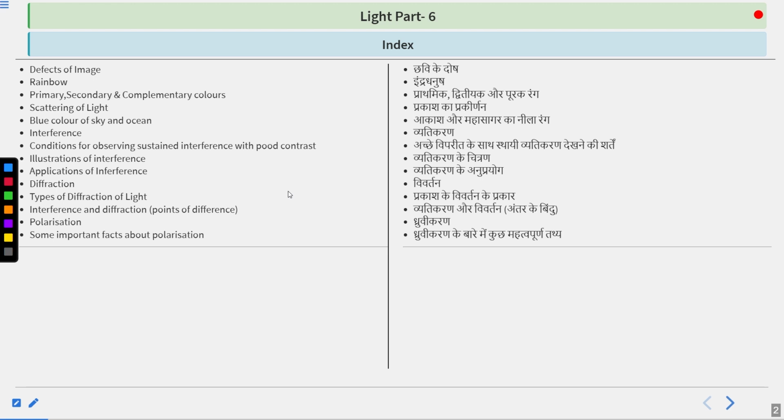So these all are going to be the topics for our discussion in this particular lecture, starting with the defects of image, then rainbow, primary, secondary and complementary colors, scattering of light, blue color of sky and ocean, interference, conditions for observing sustained interference with proper contrast, illustration of interference, application of interference, diffraction, types of diffraction of light, interference and diffraction points of difference, polarization, some important facts about polarization.